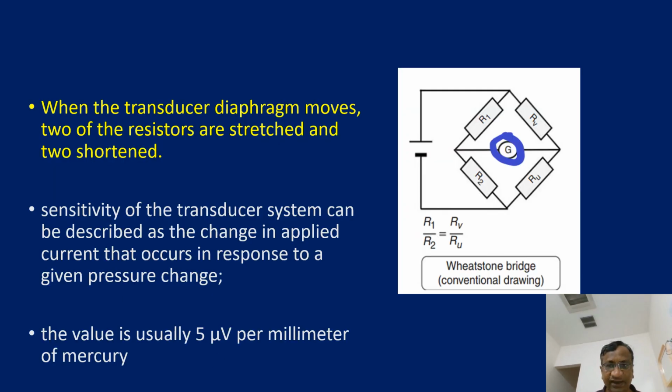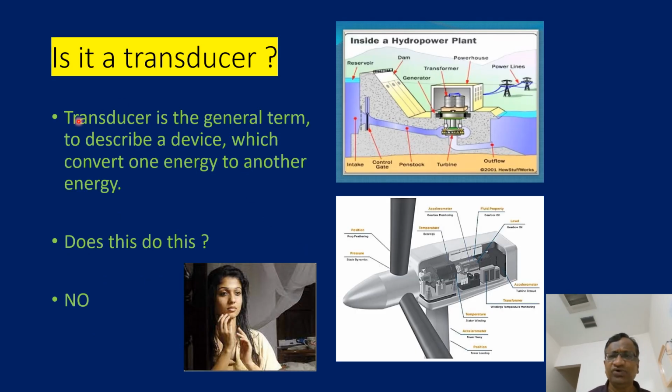Yes. Now I'll go again to this. When the transducer diaphragm moves, already there is a current here. You see here there is already current. When the transducer moves because of the pressure, the sensitivity can be described as a change in the applied current. Okay. Now, there is 5 microvolt per volt per millimeter of mercury. Here, the transducer gives, the resistance is changed, and there is a change in current. This voltage is microvolt per millimeter of mercury, 5 microvolt.